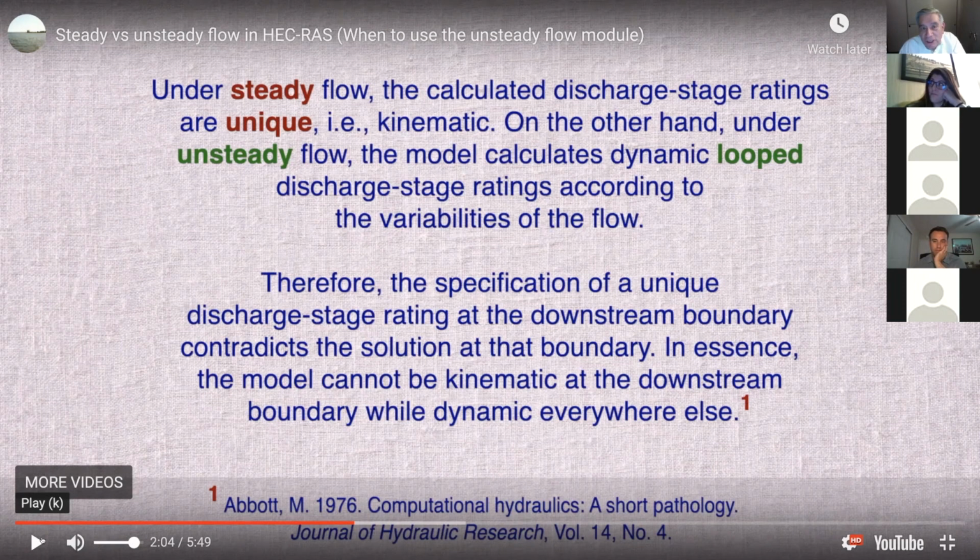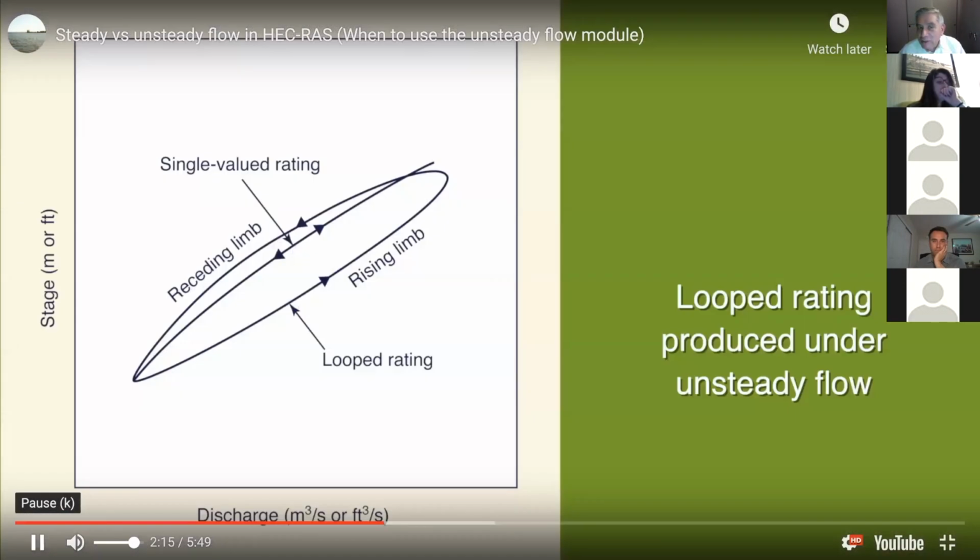What you do is you artificially extend the channel and let the model generate its own steady unique rating downstream. And then the model, if it's a good model, and all models are supposed to be good, has to start progressing upstream and generate the loop rating at the point of interest. That's exactly what happened, and it works. So it's tricky. It contradicts the solution at the boundary. That's the phrase Abbott used, right? Remember, contradicts the solution at the boundary, in that famous pathology paper.